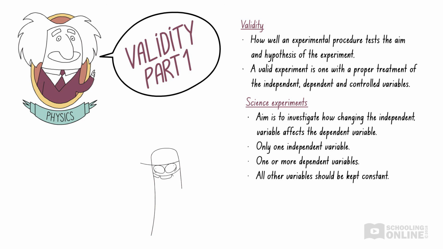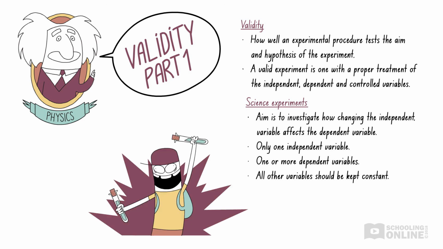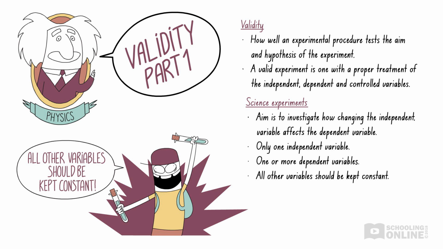The aim of a science experiment is to see how changing the independent variable affects the dependent variable. An experiment should only have one independent variable and one or more dependent variables. All other variables should be kept constant so that we are certain that the independent variable is the only factor that causes the observed change in the dependent variable.